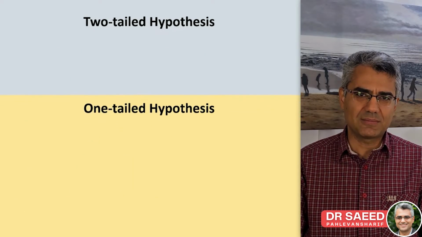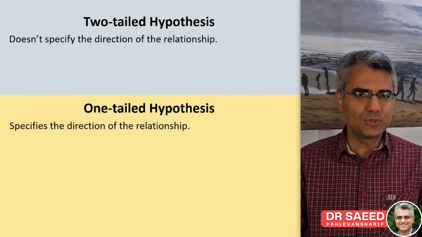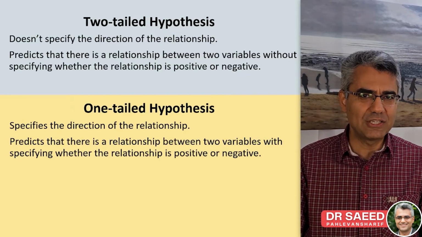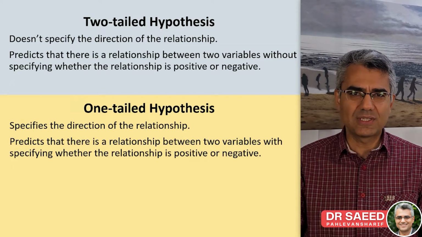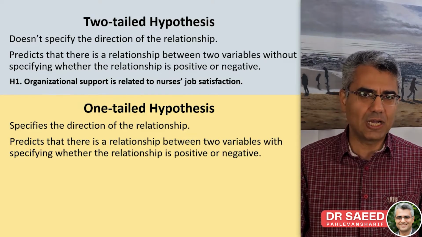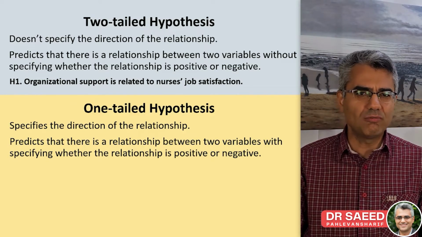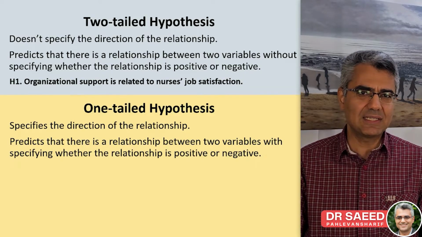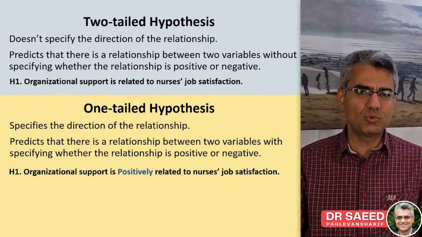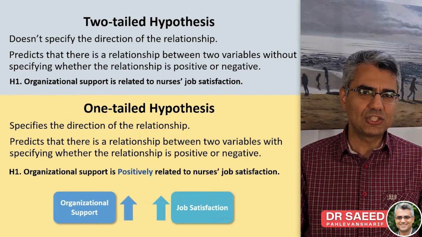In a two-tailed hypothesis, you don't specify the direction of the relationship. So a two-tailed hypothesis predicts that there is a relationship between two variables without specifying whether the relationship is positive or negative. For example, H1, organizational support is related to job satisfaction. This is a two-tailed hypothesis as it doesn't show whether this relationship is positive or negative. To convert this hypothesis to a one-tailed hypothesis, you can state, for example, H1, organizational support is positively related to job satisfaction. This means you specify that organizational support and job satisfaction move together. In other words, they increase or decrease together.